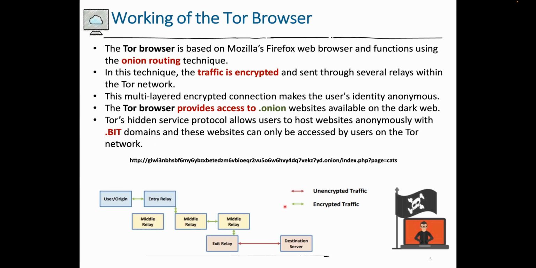And here, if you look at the screen where you see the green, that's encrypted traffic coming from the user all the way to the exit, and that's where it becomes unencrypted, unless, like I mentioned before, you enforce the encryption from the user side all the way to the end.